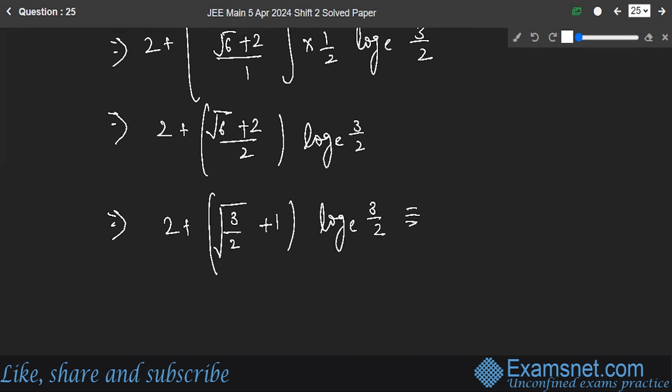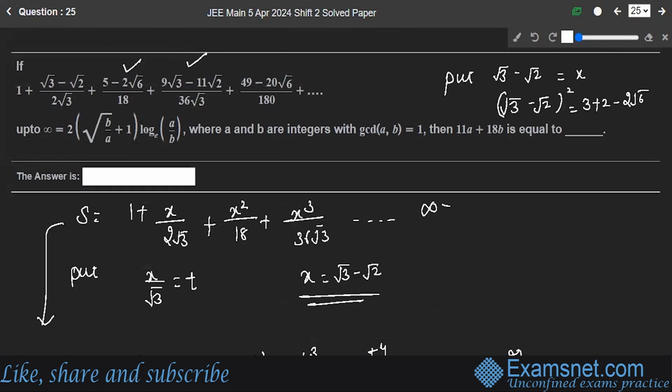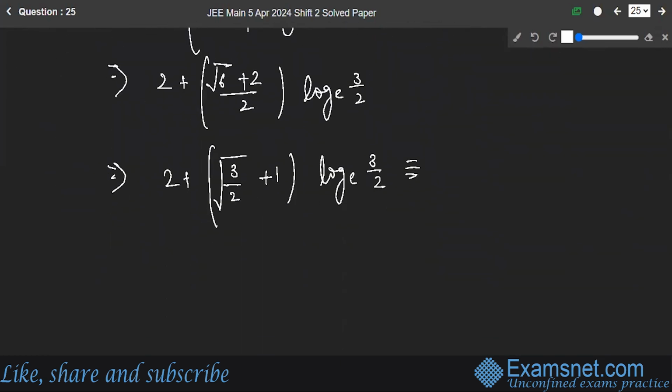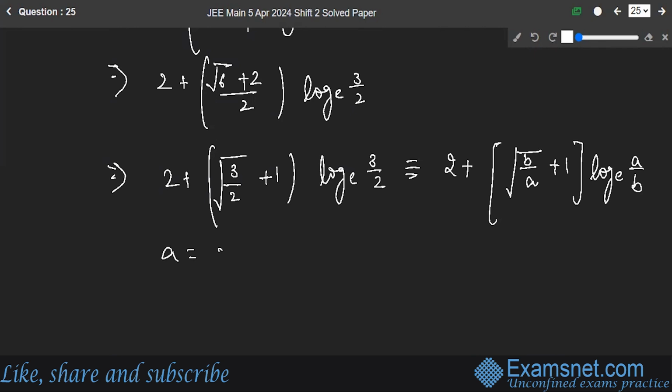If I compare it with the given equation, what was that? This one, I told you there is a plus over here. So if I compare it with the given equation, which is 2 plus root of B upon A plus 1 log A upon B. Okay. So here you have A is equal to 3 and B is equal to, wait. Yes, A is equal to 2 and B is equal to 3.